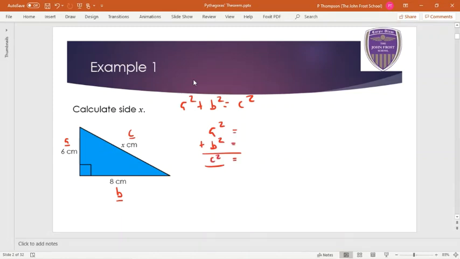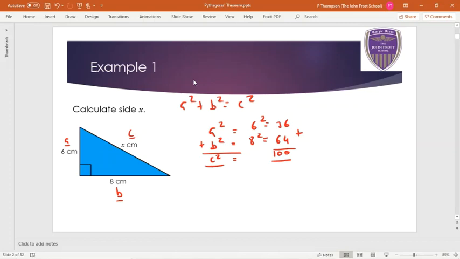And on the right, a squared is 6 squared, that's 36. b squared is 8 squared, which is 64. Remember, a squared plus b squared equals c squared. So c squared is 100. And now you probably should know that something squared is 100. Well, 10 squared is 100.